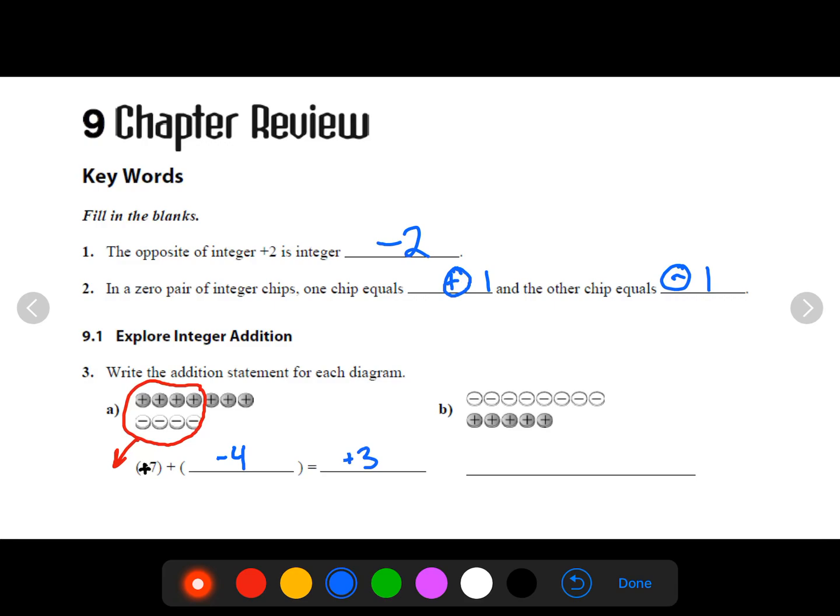On this one, we've got 8 negative chips. And to that, we're adding 5 positive chips. Once again, we create some zero pairs that are removed, and that leaves us with an answer of negative 3.